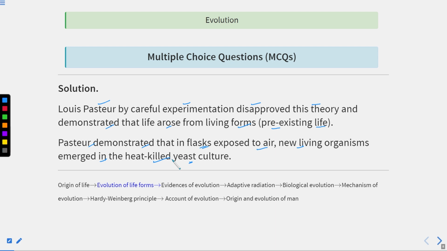There is no microorganism growing here. But what he demonstrated was that when a flask containing heat-killed yeast culture was exposed to the air, in this condition, new living organisms emerged.